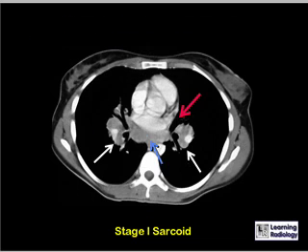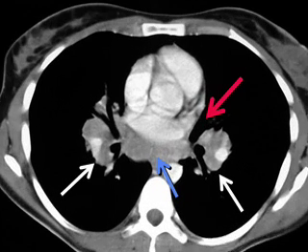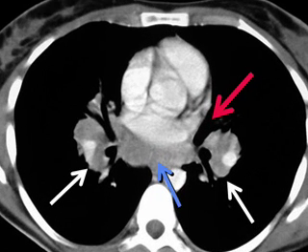This is a CT scan of a patient with stage 1 sarcoid. The white arrows are pointing to the bilateral hilar adenopathy, the blue arrow to some subcarinal adenopathy, and the red arrow is showing the separation between the heart and the right hilar adenopathy.